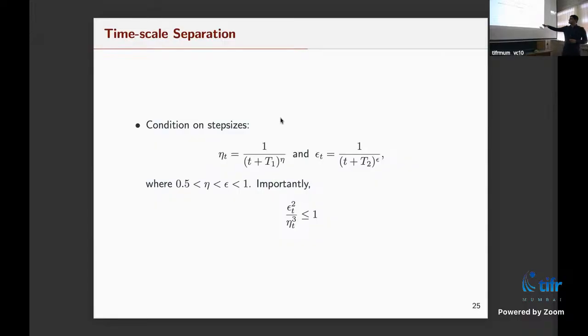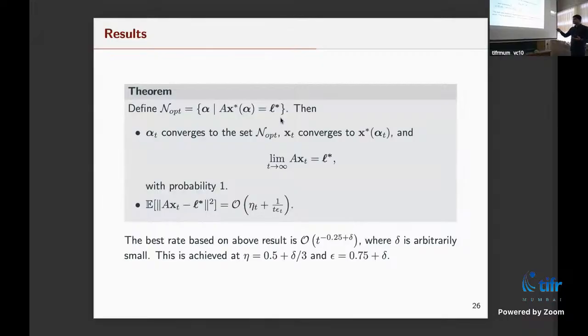So this is the key assumption which dictates how the step sizes are, how the timescales are separated. Epsilon t square by eta t cube less than or equal to 1, which basically says how slow the slower timescale has to be. The result is, let's define n opt as the set of alphas which are nice, basically where we want to converge to. Our alpha t will converge to this set, our xt will converge to x star of alpha t, and the result of these two statements is that axt will converge to L star.